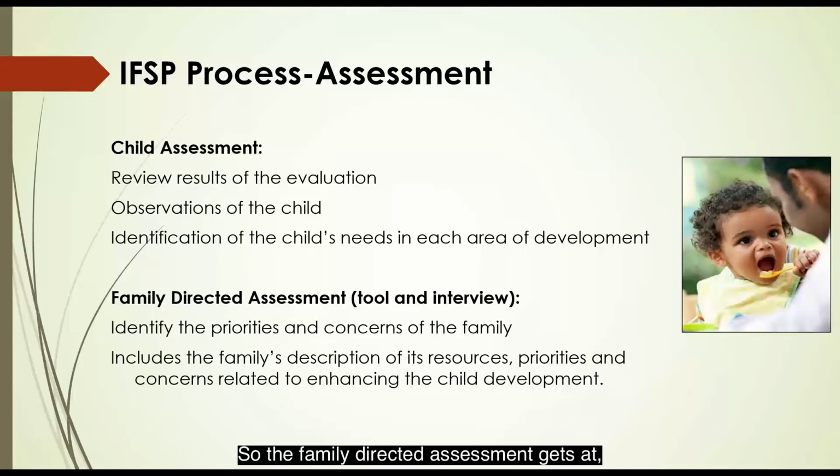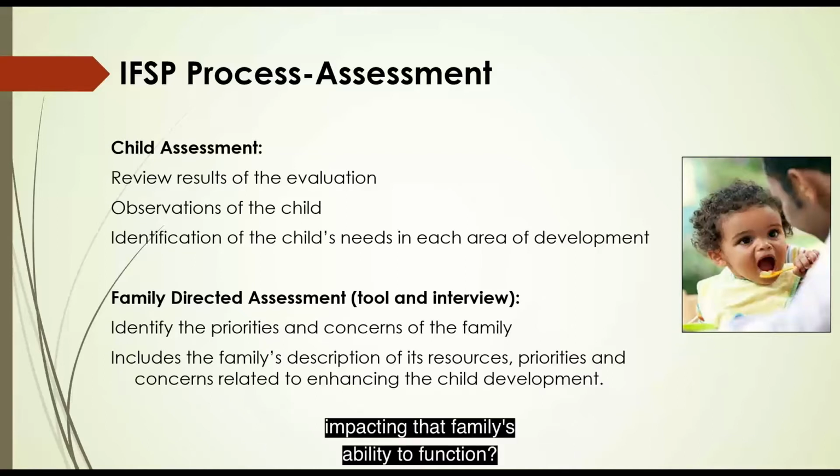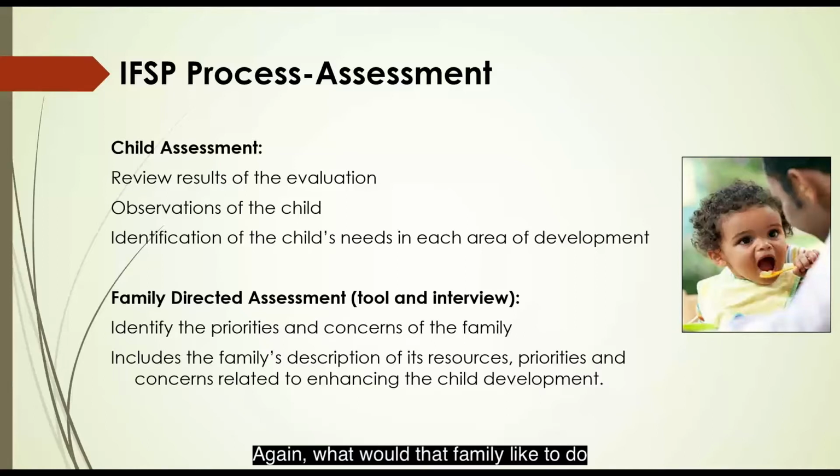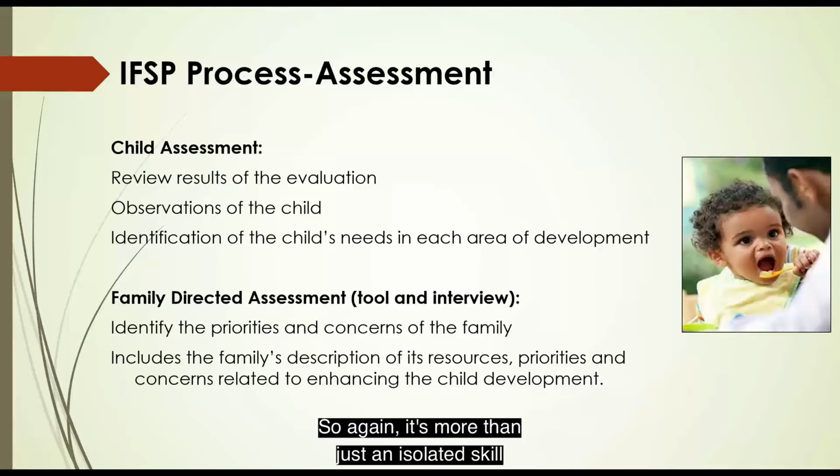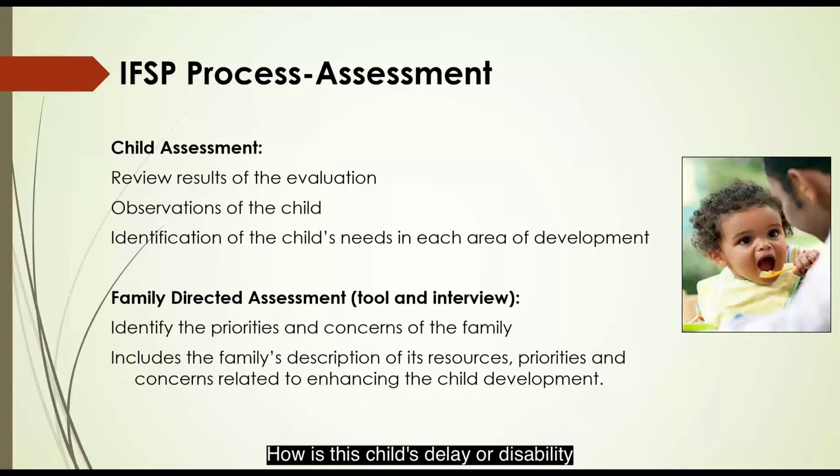So the family-directed assessment gets at how is that child's delay or disability impacting that family's ability to function. Again, what would that family like to do in 180 days or less that they can't do now? So again, it's more than just an isolated skill on a Bailey or a Battelle. It's more than just a score. How is this child's delay or disability impacting this family or this child's ability to function?